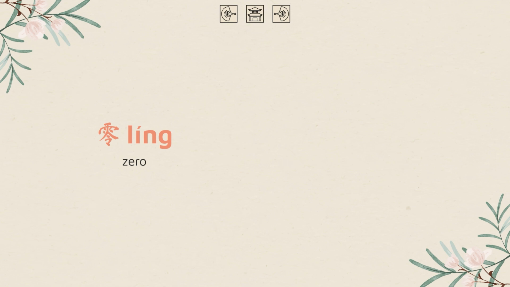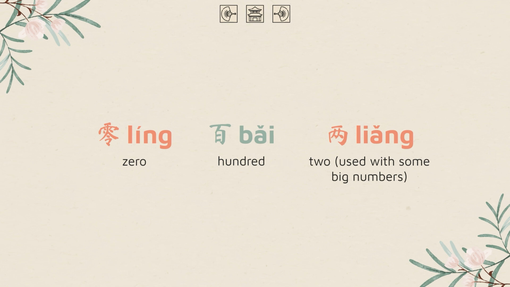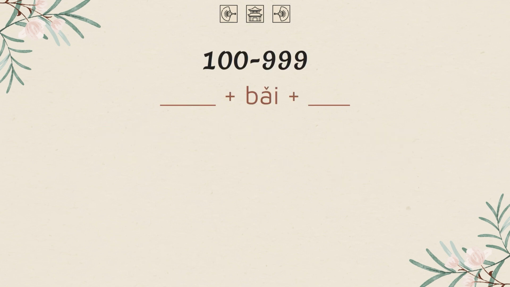So in order to say the numbers in the hundreds, we need the word for 0. The next one is 百, which is 100. And then we have a special word for 2, 两. I will show you how it works in the next slide. So 0 for 0, 百 for 100, 两, which is a special 2, a little different from a regular 2. Okay, so 100 is 1 times 100, so it's just 100.